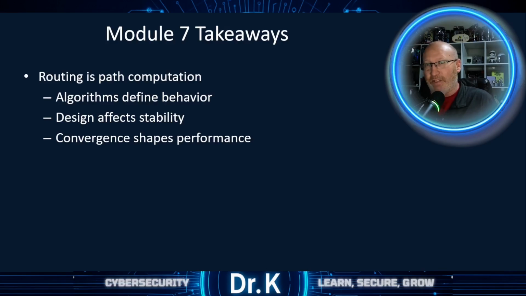Remember that routing is all about computation. Algorithms determine how routers react to change, and design choices affect stability, overhead, and scalability. And once you understand the algorithm underneath, routing stops feeling like that mysterious blood magic that we're all talking about, and it becomes somewhat predictable. And you start to see why the network behaves the way it does.